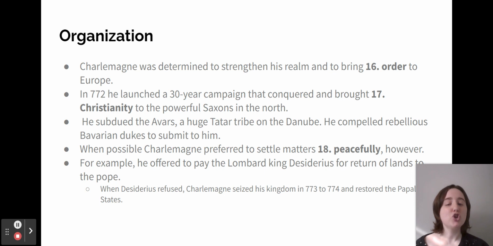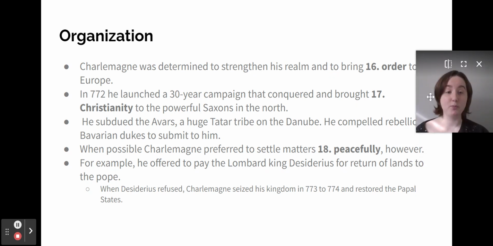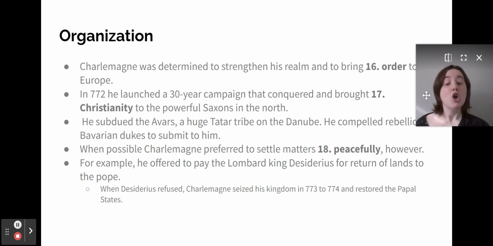When possible, Charlemagne preferred to settle matters peacefully, however. For example, he offered to pay the Lombard king Desiderius for return of lands to the Pope. When Desiderius refused, Charlemagne seized his kingdom from 773 to 774 and restored the Papal States. And the Papal States are where the Pope lives.